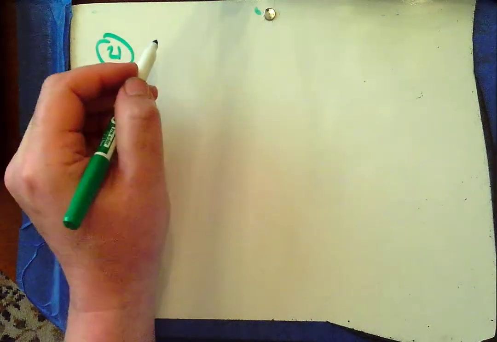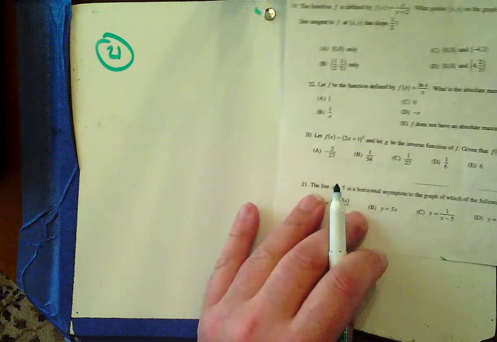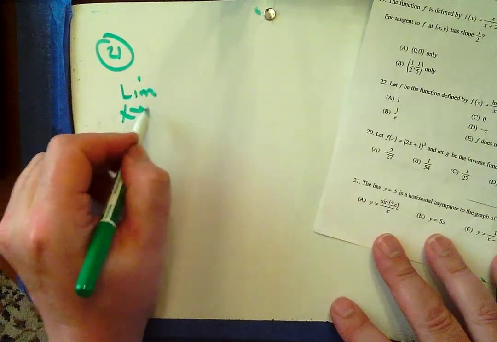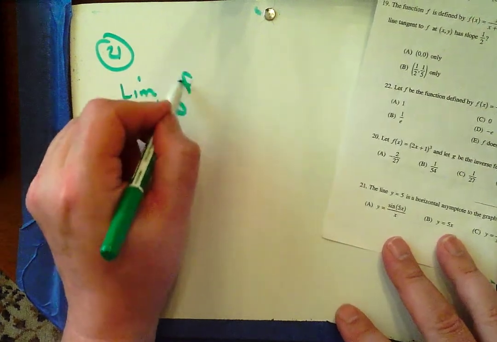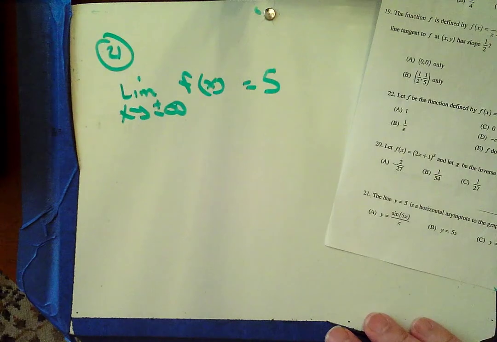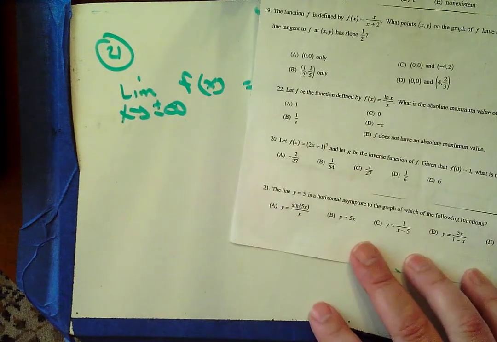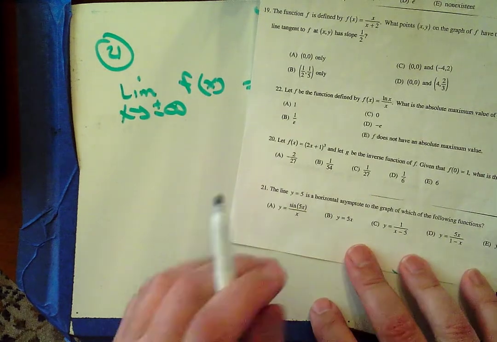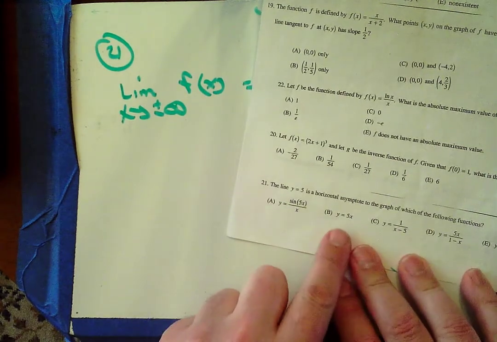21. 21 says y equals 5 is a horizontal asymptote on which of the following graphs? Alright, so horizontal asymptote is the limit as x heads to plus and minus infinity. And here they're saying that horizontal asymptote is 5. So we're wondering in which of these cases is the limit as x heads to infinity going to be positive 5. Okay, here the limit is infinity.